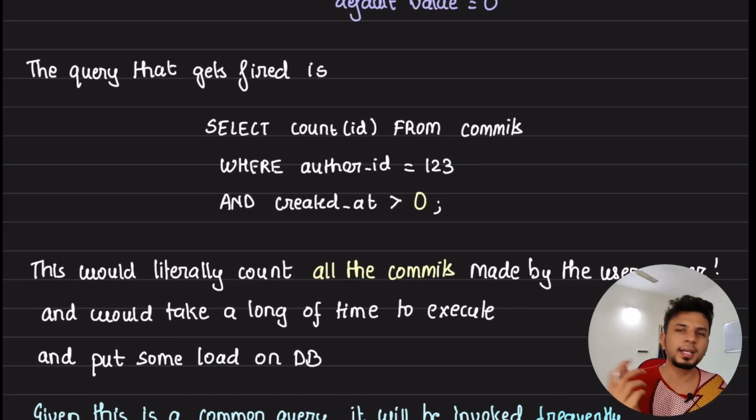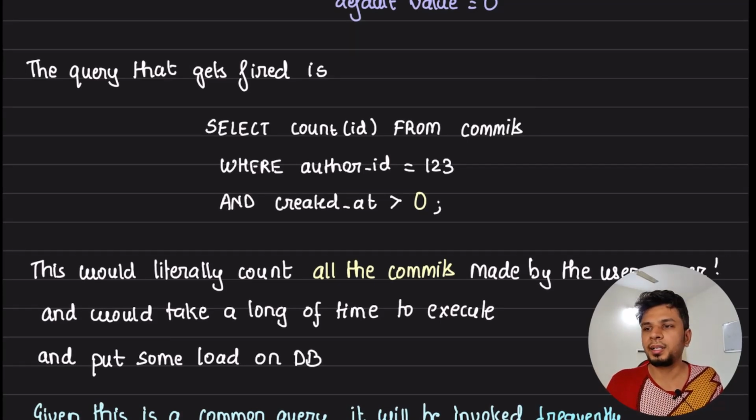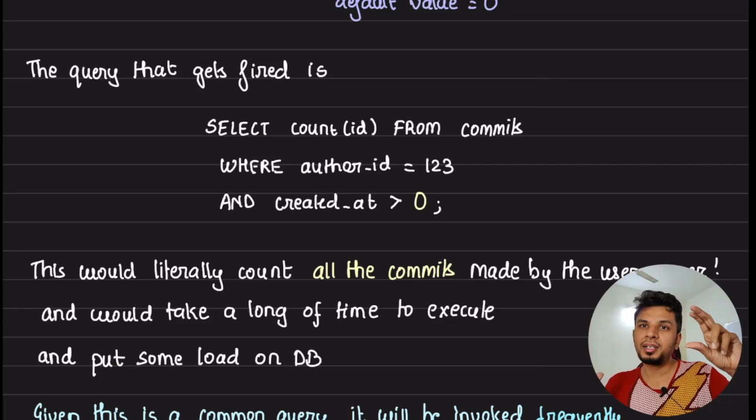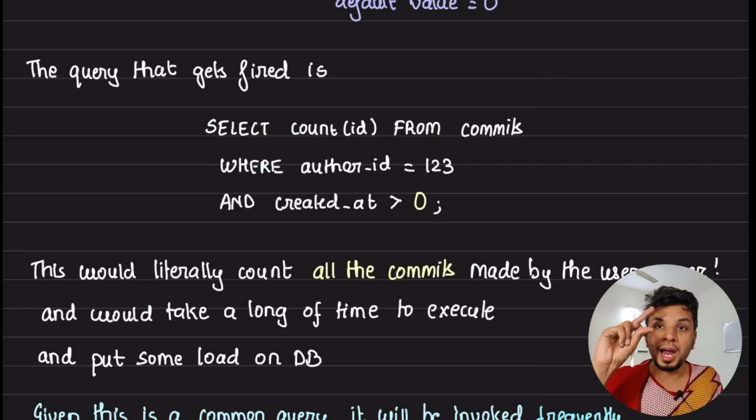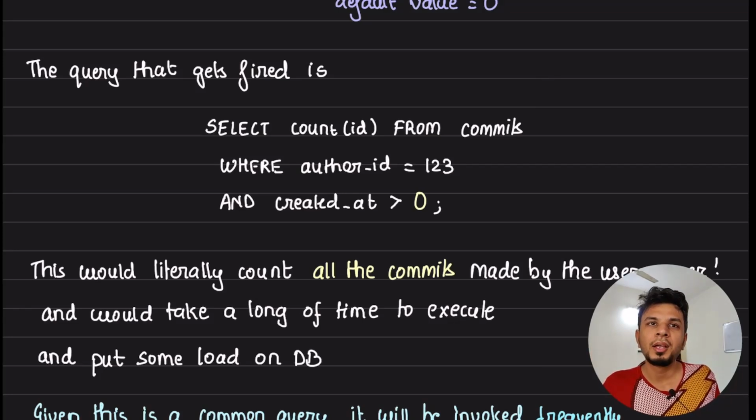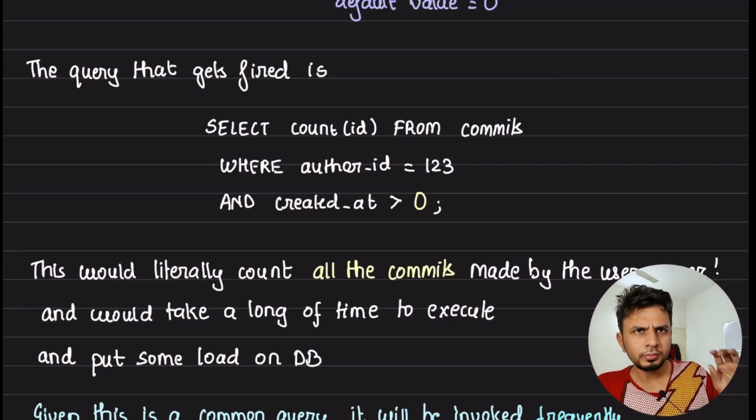Like here, this is a classic case where what if start date is not an integer, then the default value will be used. Default value is 0. So the worst case of that is if something is wrong because of an edge case, I'm literally going through all the rows of a user in a table to do a count of it.